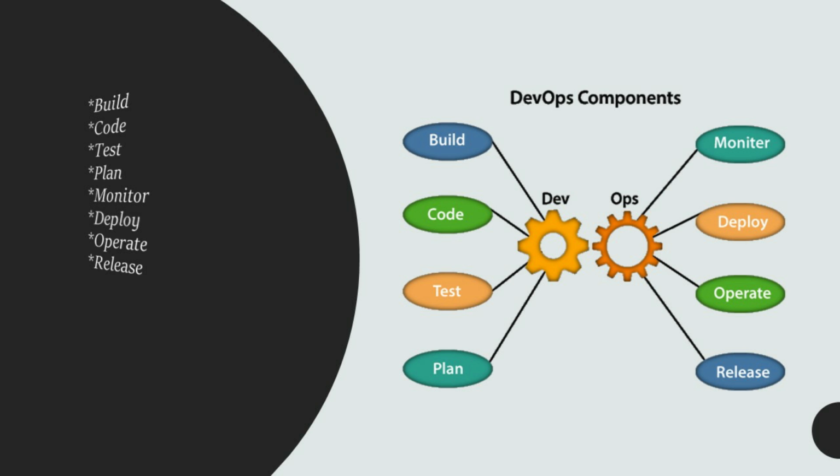Number 4. Plan. DevOps uses agile methodology to plan the development, with the operations and development teams in sync. It helps in organizing the work to plan accordingly to increase productivity.